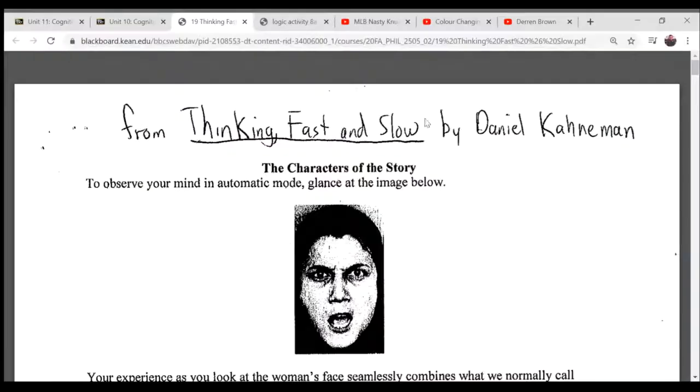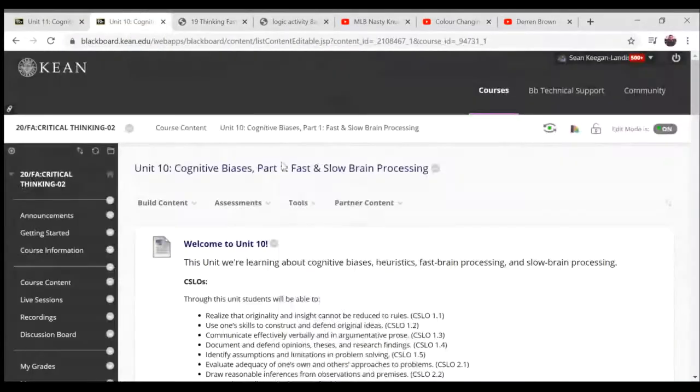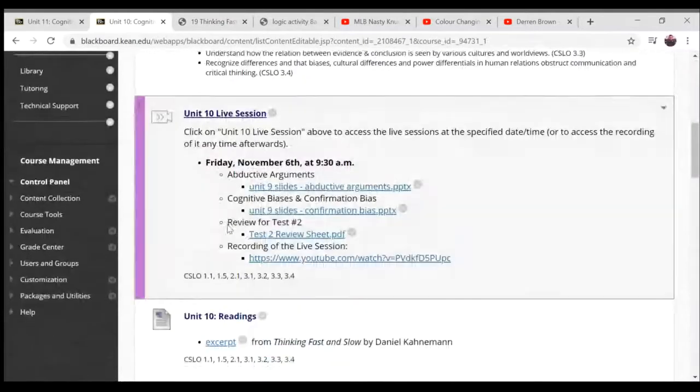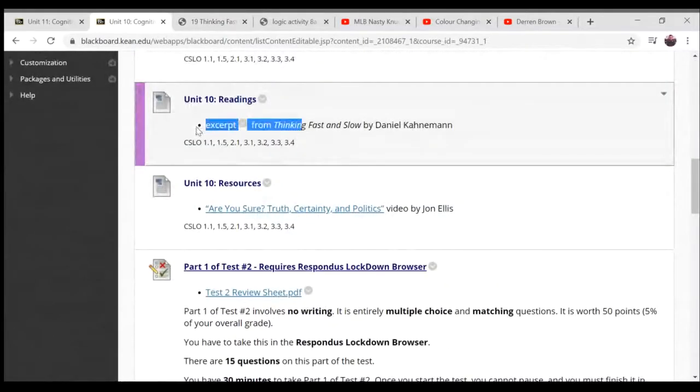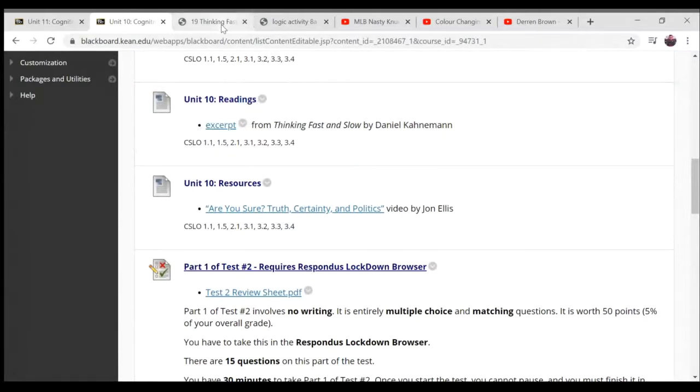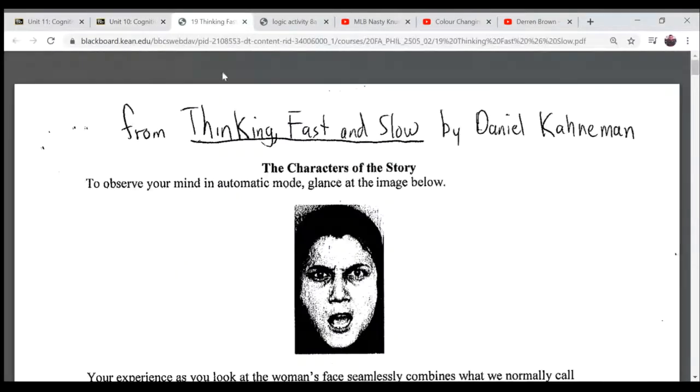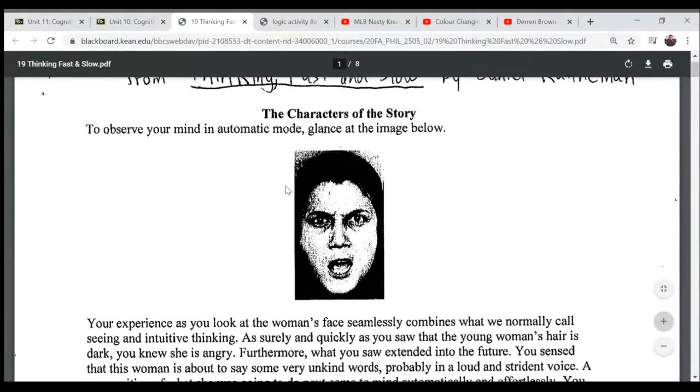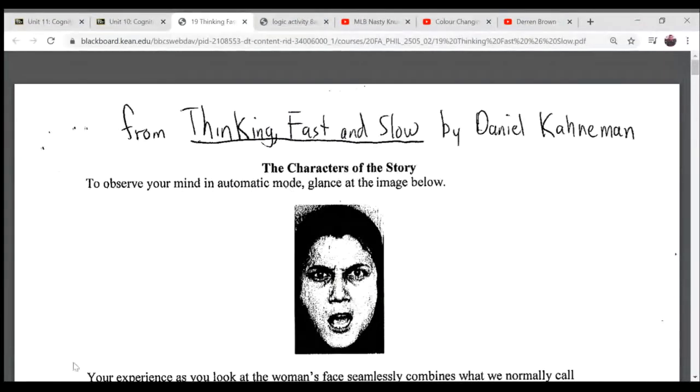All right, so we're going to be talking about this reading. A reminder, this reading from Thinking Fast and Slow, you can find in Unit 10, right here in the Unit 10 folder. It's the only thing I asked you to read for class last week. We're finally getting around to actually discussing it. We're a little bit behind schedule. So we're going to be taking a look at this for a bit.